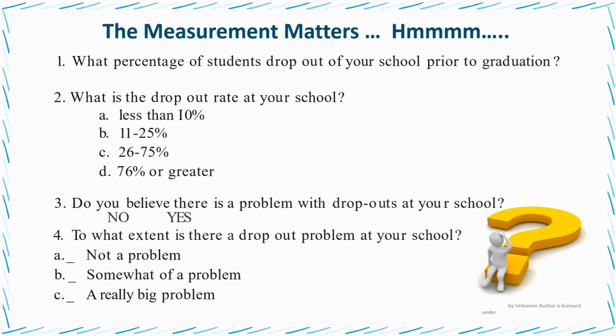So we can't very well say that school dropout rate is always an interval ratio. We can't always say it's ordinal. As a matter of fact, if we look at question number 3 and we ask, do you believe there's a problem with dropouts at your school? The options are yes and no. So that means that dropout rate could also be nominal, because that would be yes or no. There are 2 categories that are not in an order.